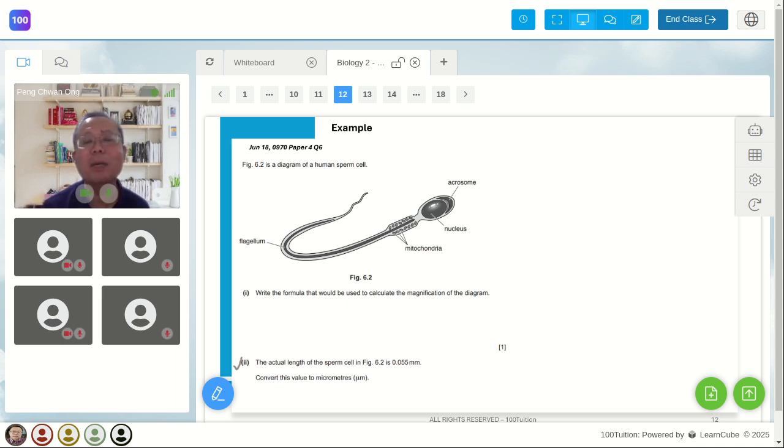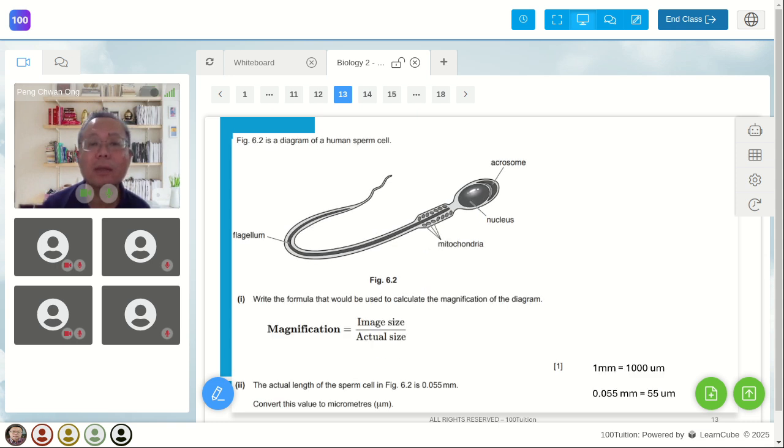You just remember 1 mm equals 1,000 micrometers. You convert, and you will have 55 in micrometers. So you multiply this by 1,000. Yeah, 55. Okay, 55 micrometers. We have the answer on the next page.